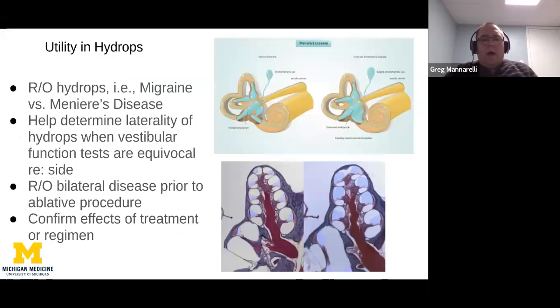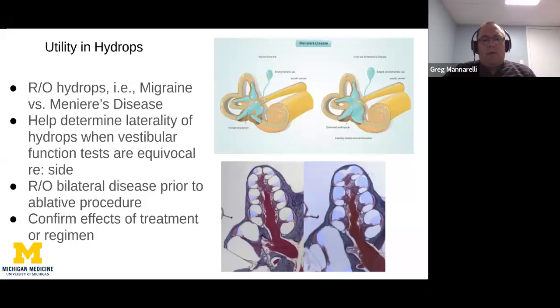And so why might we use electrocochleography in hydrops? Well, it has several applications for why someone might want to add this to the test battery. I think in many cases you can diagnose Meniere's without necessarily performing an ECOG on all of these patients, but there are certain situations where having this data can be helpful. You can use it to rule in or out hydrops when you might be considering Meniere's disease versus some other disease that can cause somewhat similar symptoms, such as vestibular migraines.